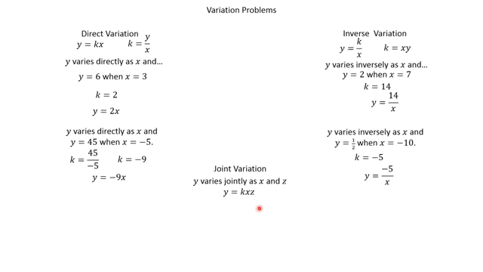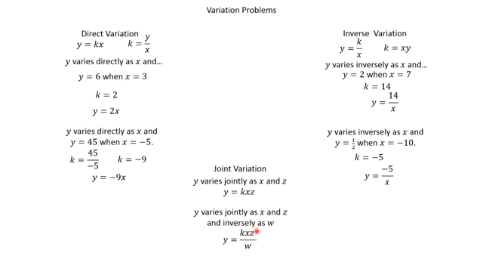And then the next one would be kind of combined variation, but I consider it joint variation. y varies jointly as x and z, and inversely as w. So jointly is on top, inversely is on bottom, and don't forget the k. y equals kxz over w.